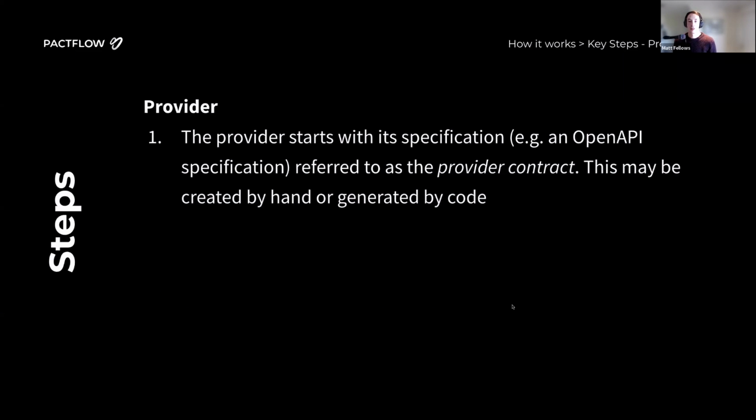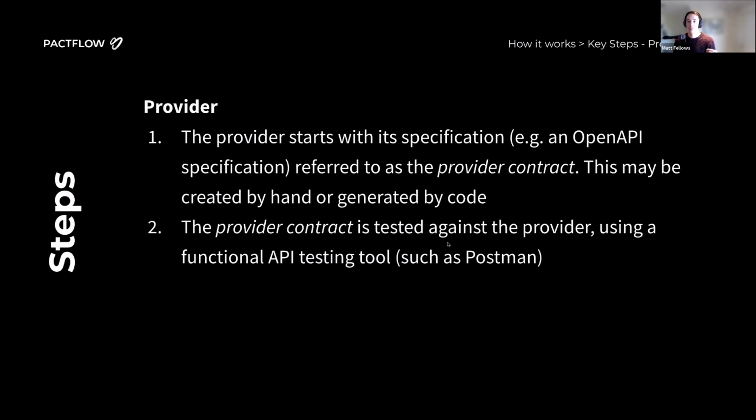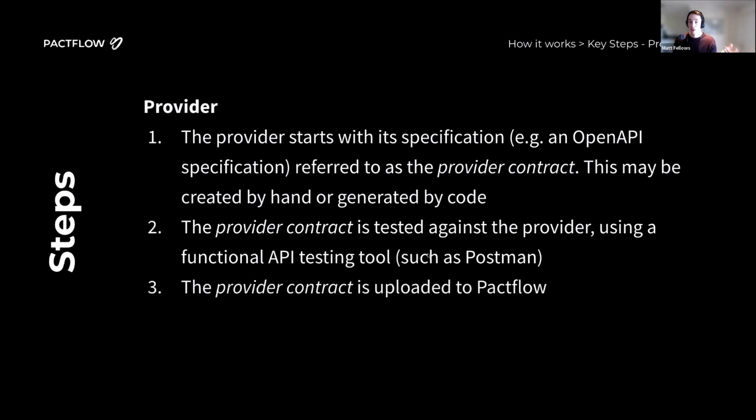Very similarly on the provider side, you start with the OpenAPI spec or your provider contract. And as I said, that can be generated by hand or by code. We then test that contract against the provider. So again, you've got to make sure that the provider contract is sound and is compatible with your actual code. The provider contract then gets uploaded to Pactflow.